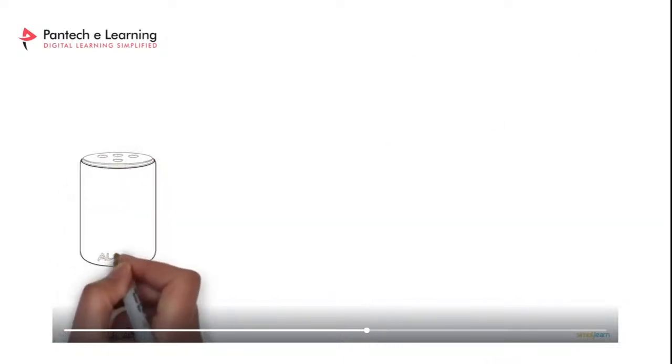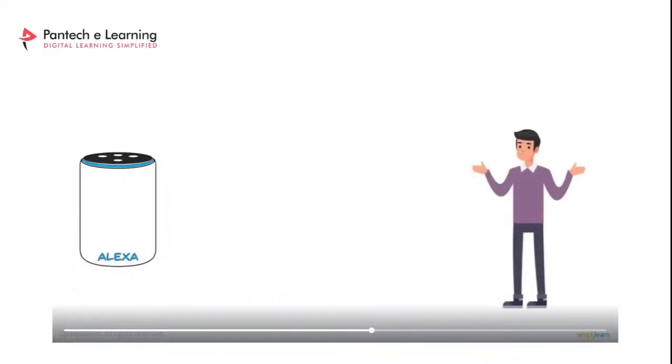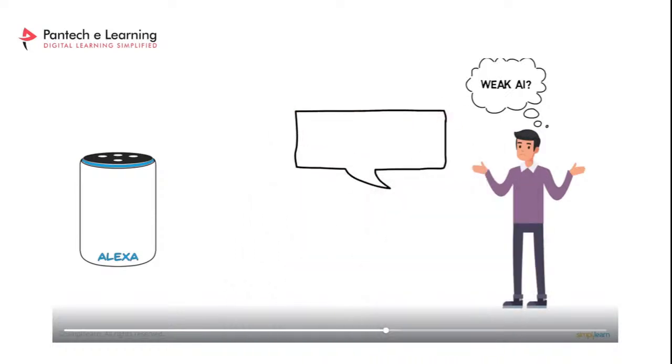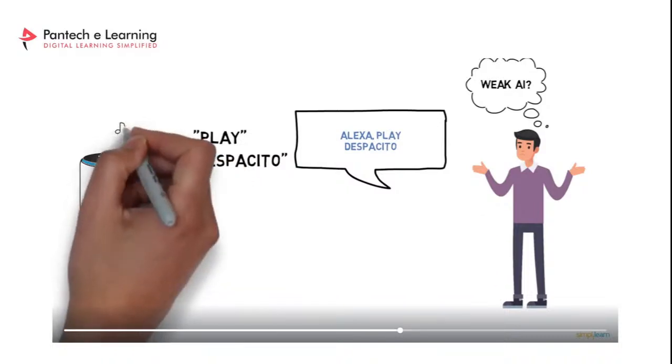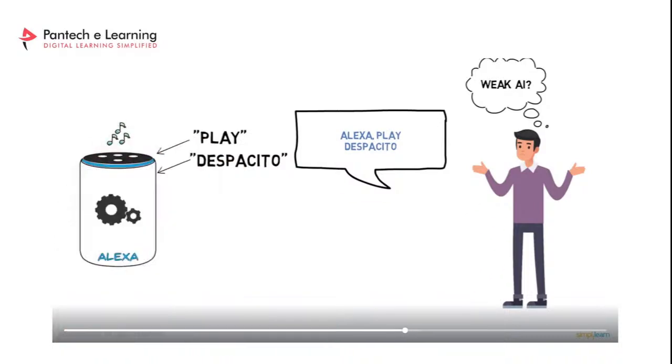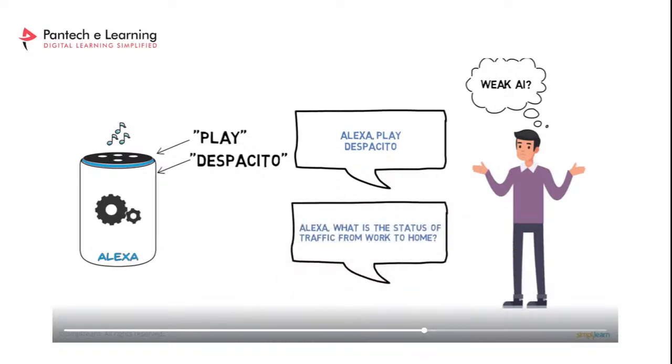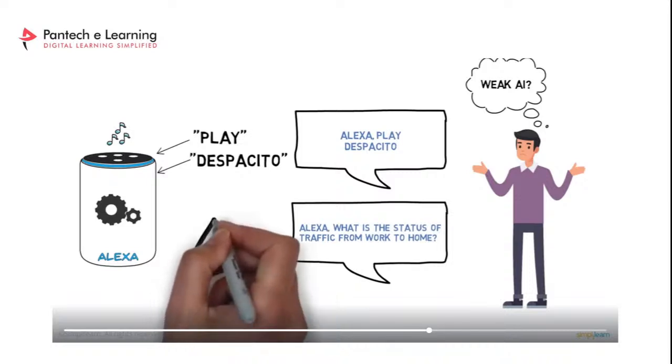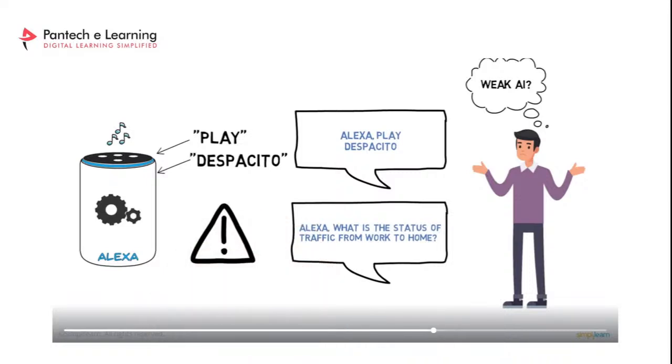You might say Alexa is definitely not a weak AI, since it can perform multiple tasks. Well, that's not really true. When you ask Alexa to play Despacito, it picks up the keywords play and Despacito, and runs a program it is trained to. Alexa cannot respond to a question it isn't trained to answer. For instance, try asking Alexa the status of traffic from work to home. Alexa cannot provide you this information, as she is not trained to.